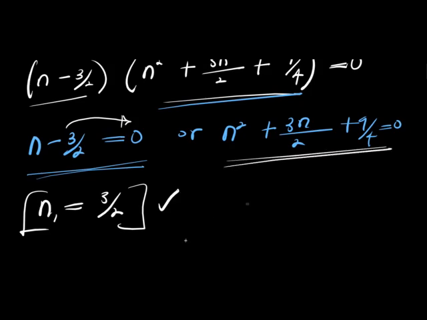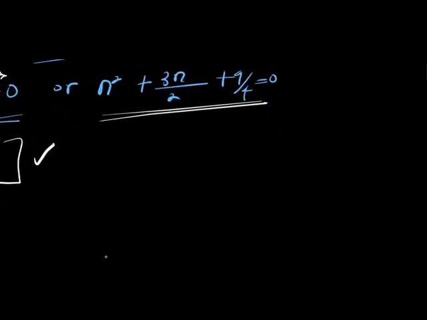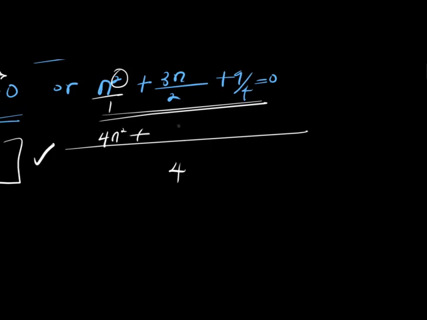Now let's solve this quadratic equation to find the other values of n. This is quadratic because the power of n here is 2. So we need to find the common LCM of 1, 2, 4. The LCM here is 4. So 4 divided by 1 is 4, times n squared, that is 4n squared, plus 4 divided by 2 is 2, times 3, that is 6n, plus 4 divided by 4 is 1, times 9, we have 9, and this equals 0.